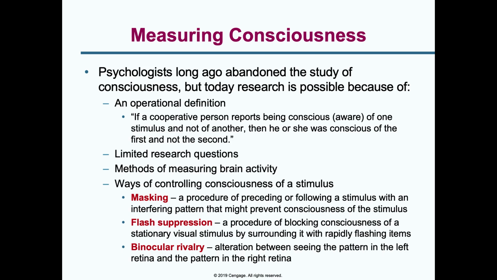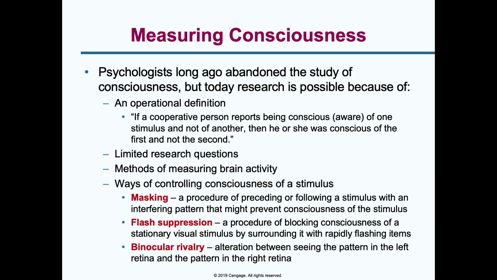The second way of controlling consciousness of a stimulus is called flash suppression. This procedure blocks the consciousness of a stationary stimulus and surrounds it by rapidly flashing other things. Let me give an example, makes it easier.